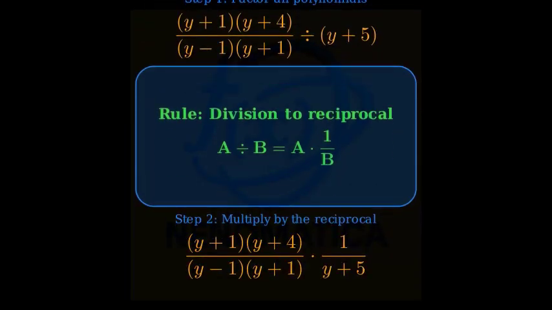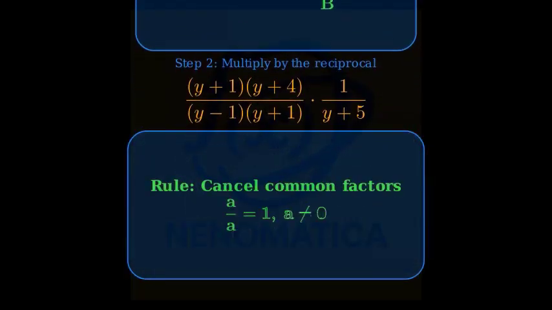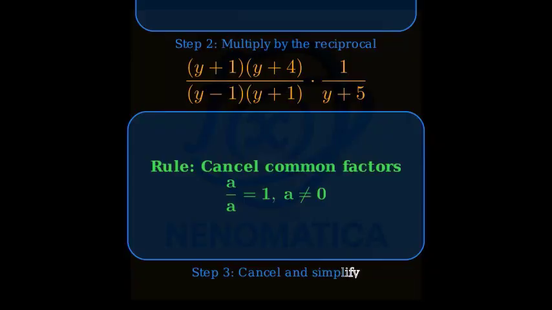Finally, present the answer. Quick summary. We factored each polynomial, changed division to multiplication by the reciprocal, canceled common factors.